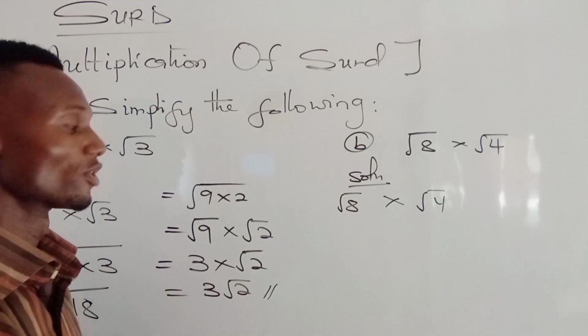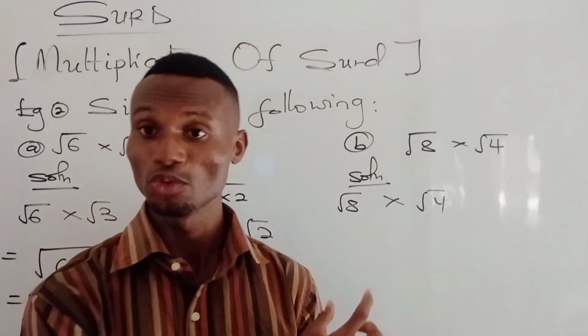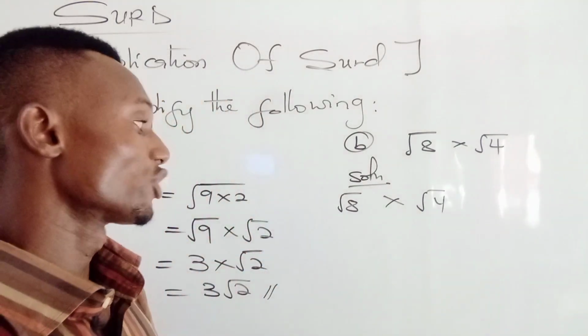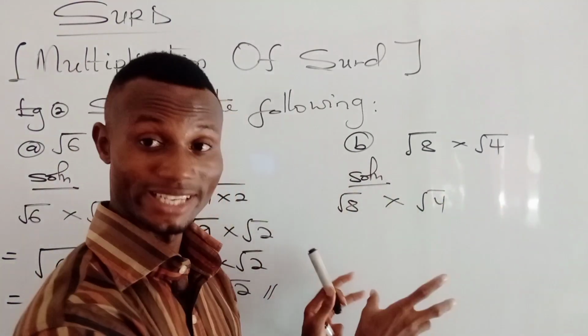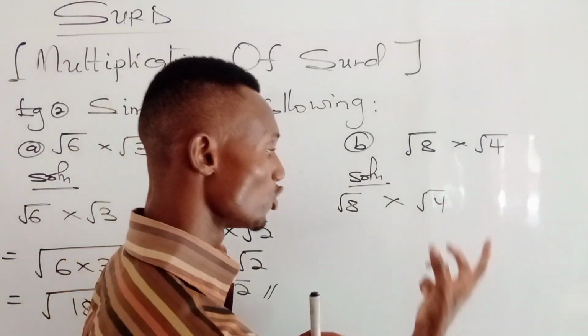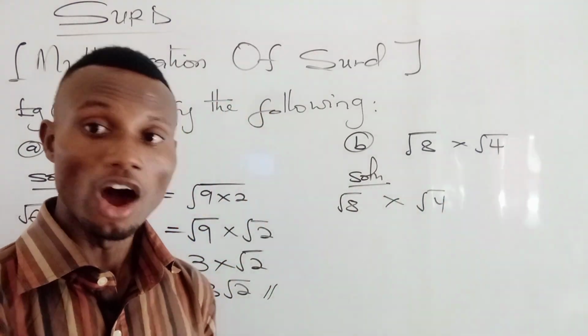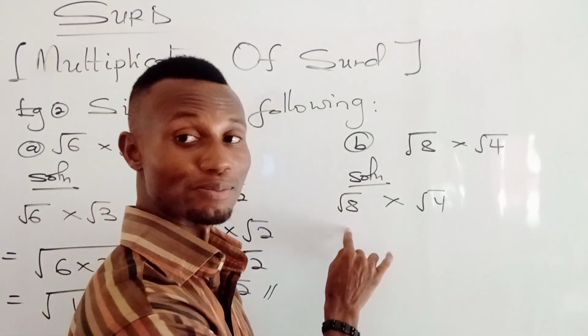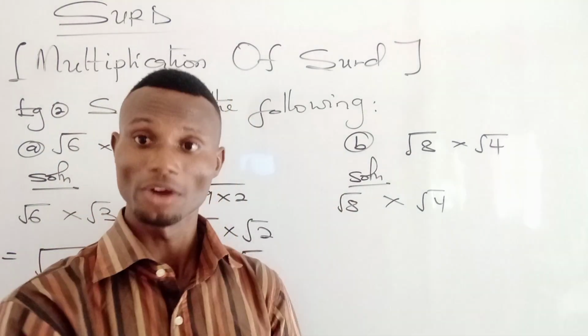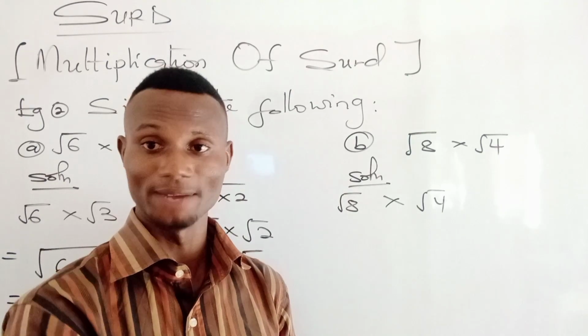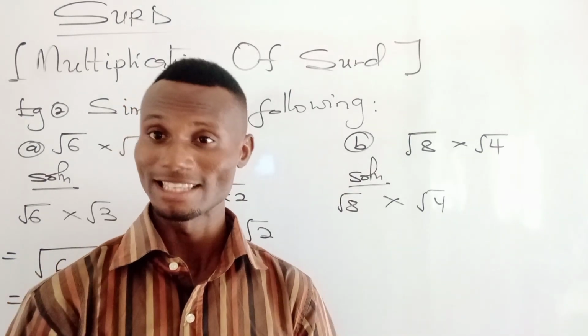Now there are two ways you can do this. You can choose to do the multiplication, and afterwards you simplify your answer, or you can choose to simplify the square root of 8, because the square root of 8 you can simplify using the simplification of surds that I taught you.